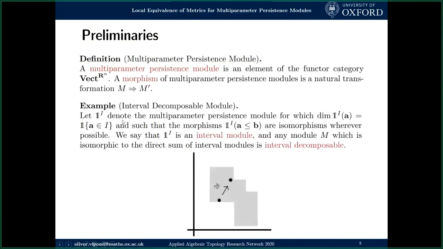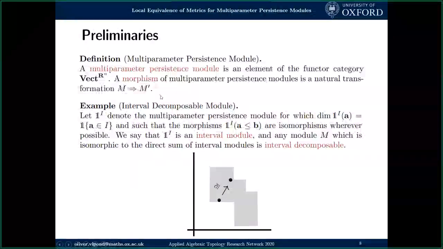So we can define a multi-parameter persistence module to be an element of the functor category of functors from this thin category R^n to vector spaces. So what this is saying is we have a vector space living above each element of R^n, and then between comparable elements we have a linear map. And if we use this definition, then we can phrase a morphism of these modules to be a natural transformation of these functors.